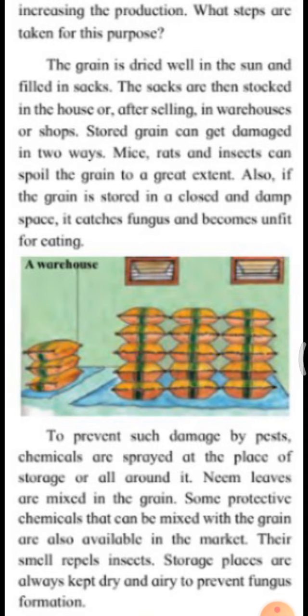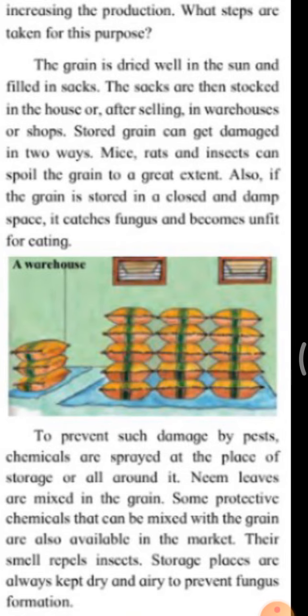To prevent such damage by pests, chemicals are sprayed at the place of storage or all around it. Children, also neem leaves are used for such purpose. They are mixed in the grain. And also some protective chemicals can be mixed with the grain. Their smell repels insects, and so storage places should always be dry and airy to prevent fungus formation.